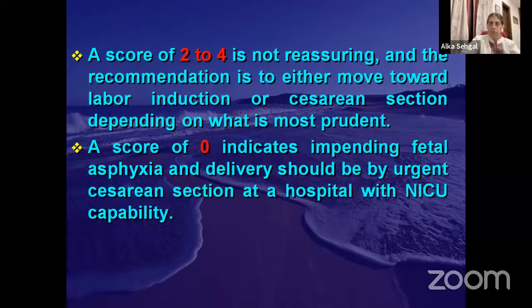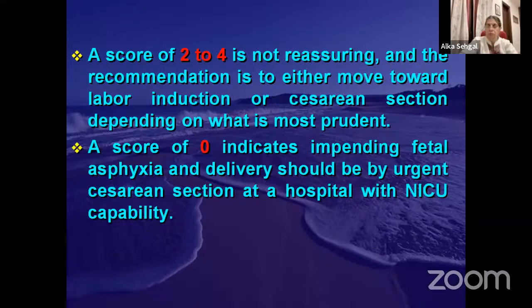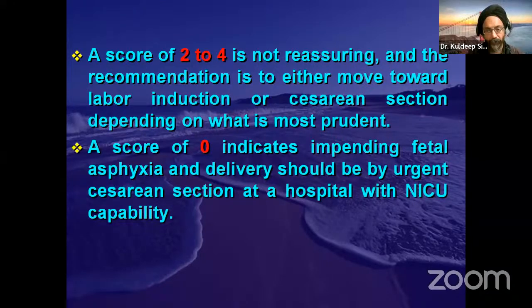Score of 2 to 4, not reassuring. Recommendation is to either move towards labor induction or cesarean, which you all must be practicing. Score of 0, we know it's impending fetal asphyxia. We have color Doppler helping us by looking at the cerebroplacental ratio, by looking at the middle cerebral artery, the ductus venosus, the umbilical artery flow, and nowadays we have the aortic isthmus also helping us.